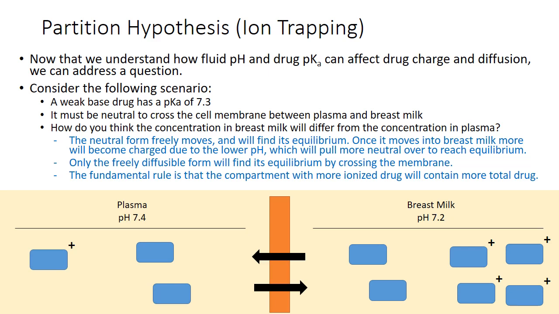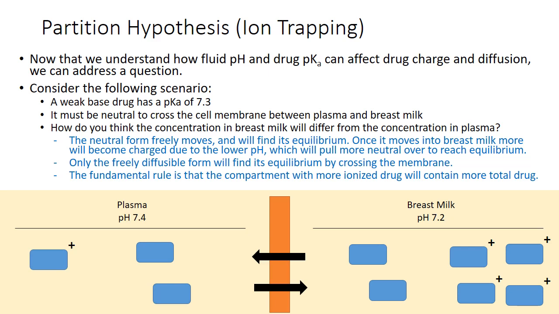So, a weak base with a pKa of 7.3: at a lower pH, because it's a weak base, it'll have more positive charges, right? The amines will be protonated at a lower pH. Imagine if that were, for instance, breast milk, which has a pH of about 7.2, depending on the patient. Plasma has a pH of about 7.4. And again, the reason this is not common is because most tissues have very similar pHs.